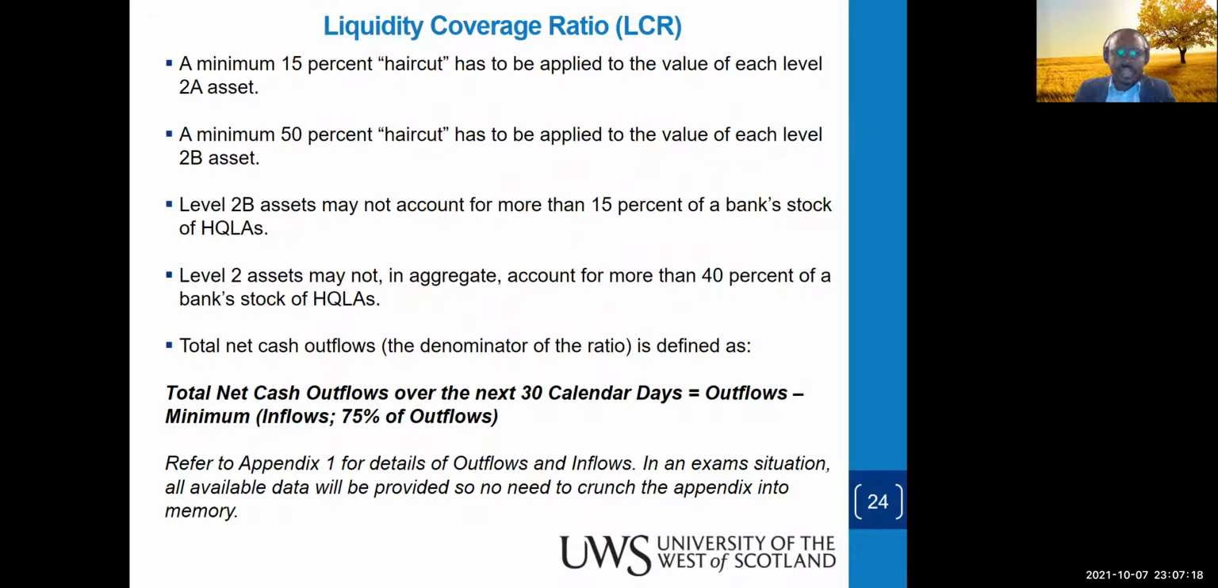And then we have 2B, which may account for not more than 15%, and level 2 may not in aggregate account for more than 40%. So that's the point there. The main point I want to highlight is also this. All level 2 assets must not exceed 40% of the bank's stock of HQLA. So you compute the level 2 assets, compare the value to 40% of the HQLAs, and take the lower of them.